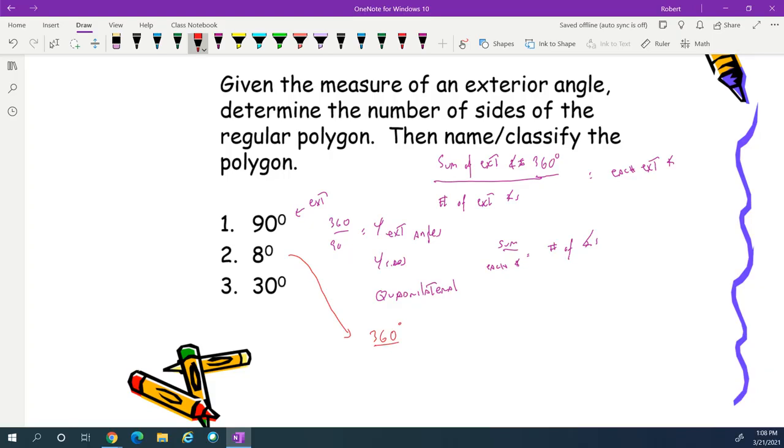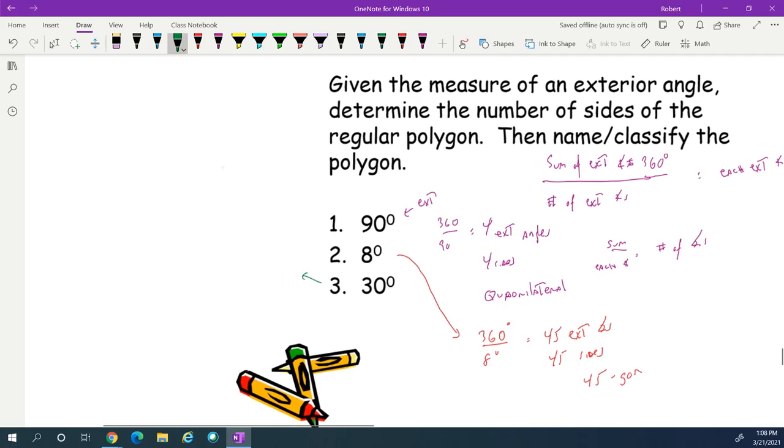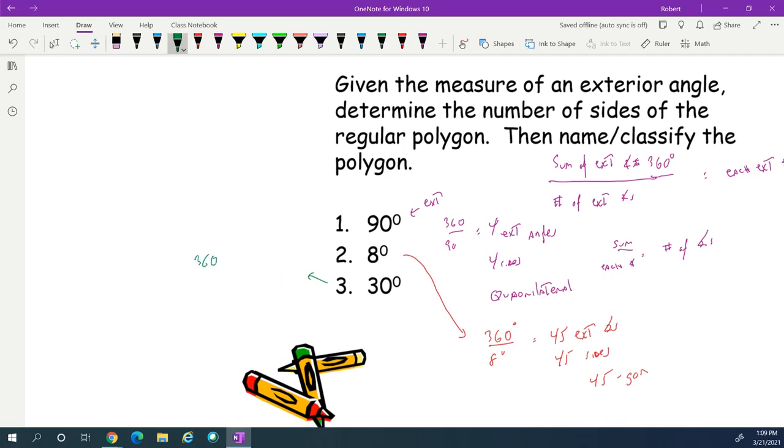360 degrees divided by 8 degrees tells us there are 45 exterior angles, which means it has 45 sides, which means it's called a 45-gon. And just to do one more, I'll bring it up here on the left. 360 divided by 30 tells me that there are 12 sides. So this is a dodecagon.